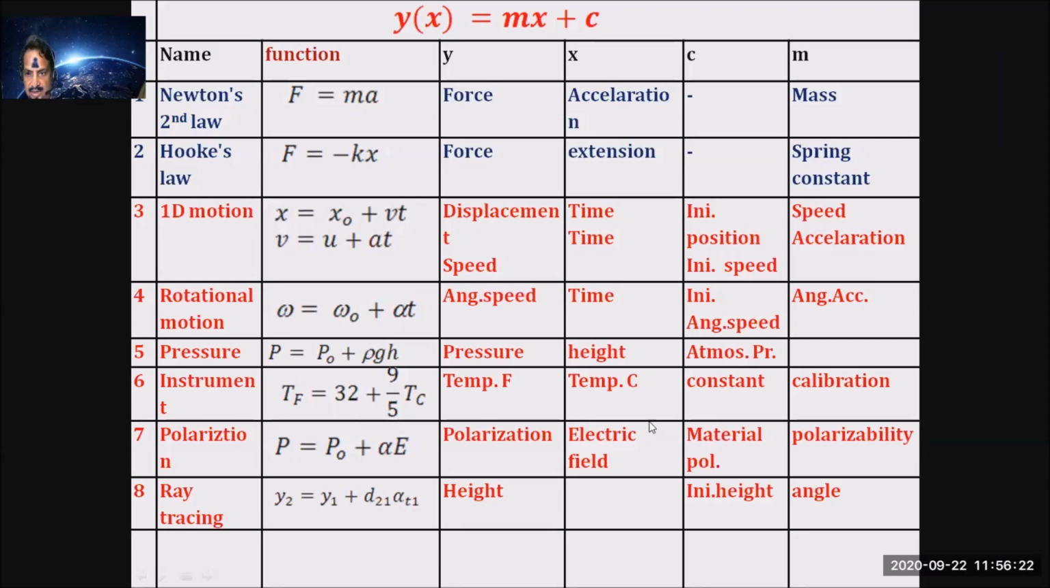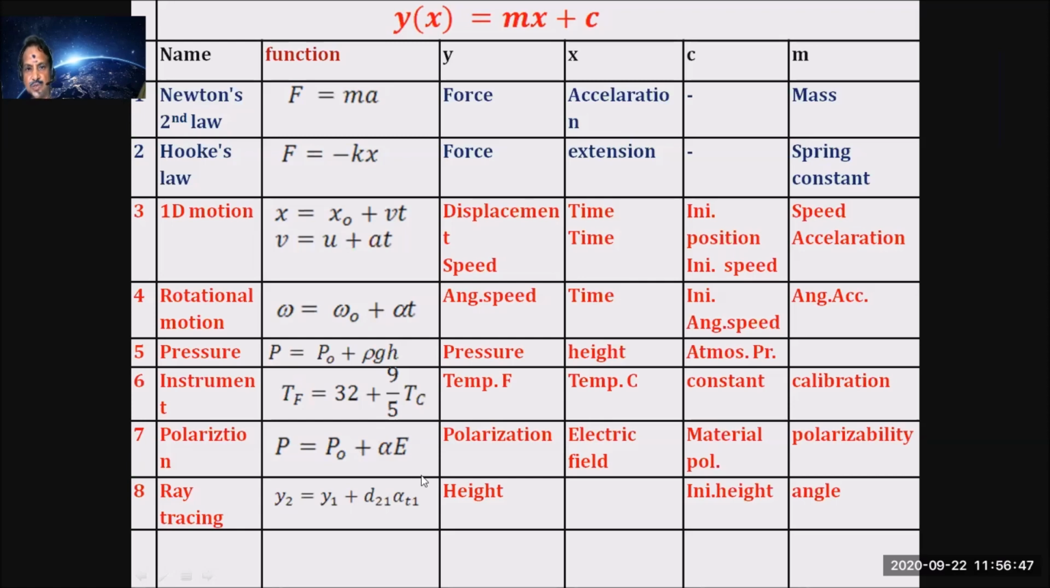Another important thing is instruments. Now, this is a famous equation which we come across: temperature in Fahrenheit is equal to 32 plus 9 by 5 times the temperature in degree centigrade. Now this is how instruments are made. It is calibration. Both the intercept as well as the slope are related to the calibration process.